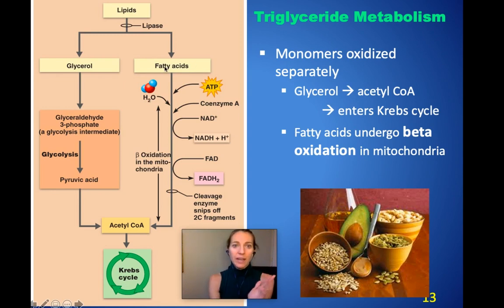Now, on the side of the fatty acids, we go through a process called beta oxidation. And all I'm going to say here, well, there's actually a lot to say, but I'm going to try to simplify it. So I want you to know this term, beta oxidation, and I want you to appreciate that it's what fatty acids undergo in order to get acetyl-CoA.